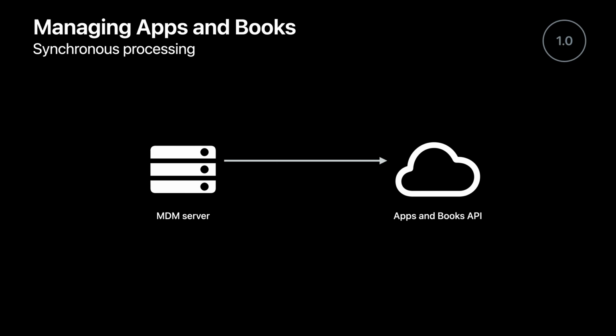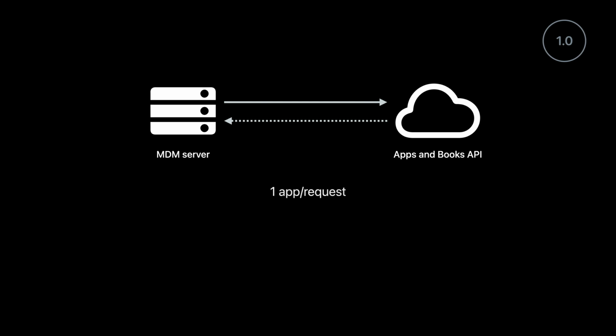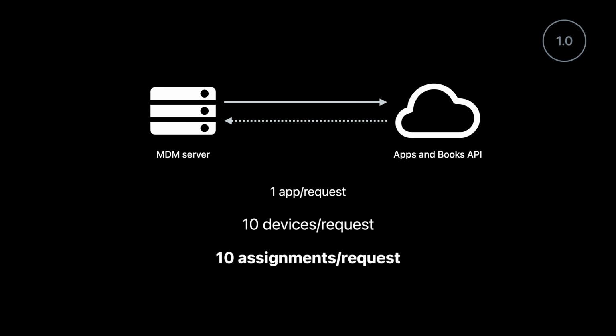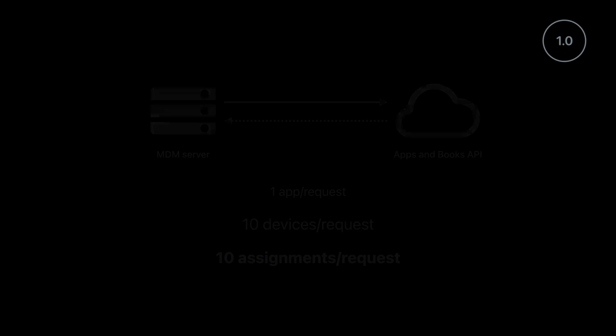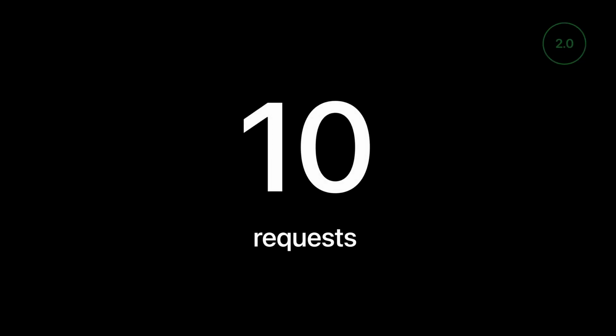Your server makes a request to Apple to manage licenses. Apple returns a response to you synchronously. This response would contain the licenses assigned to requested devices. This single request manages only one app up to a maximum of 10 devices, resulting in only 10 assignments. This requires a minimum of 25,000 requests to perform the 250,000 assignments. With the new API, this 25,000 minimum request becomes just 10 requests, all possible by moving to asynchronous processing.